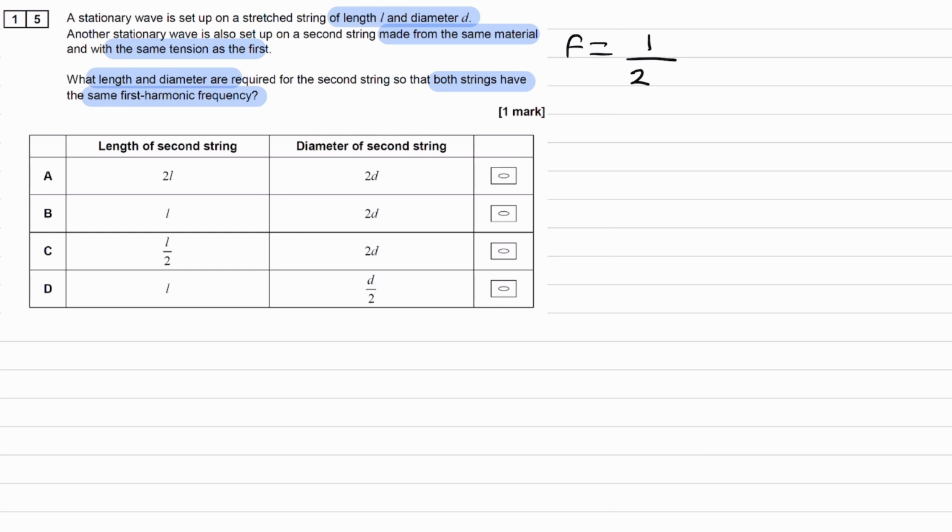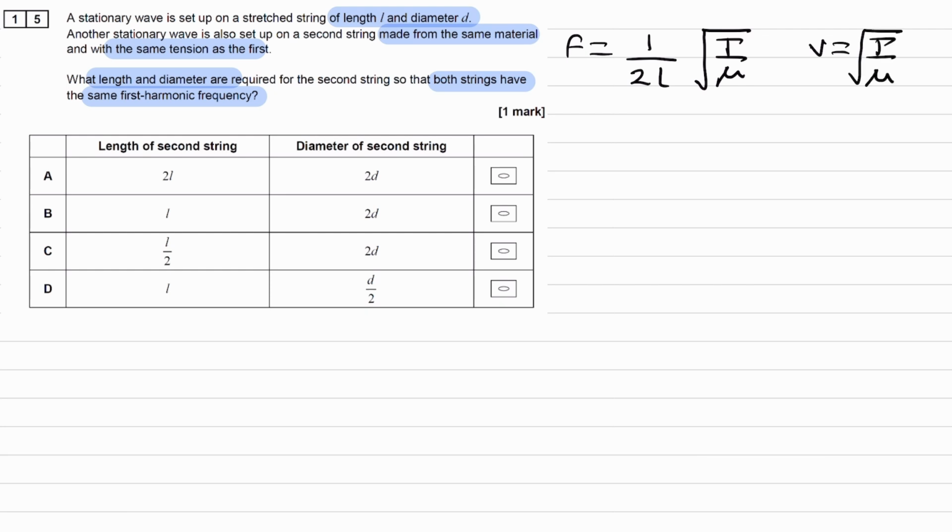Okay, so the equation that we want to be using here is frequency for the first harmonic is equal to 1 over 2 times the length of the string, multiplied by the square root of tension divided by the mass per unit length. You might be given that equation in your formula booklet. You might instead be given this one, v is equal to root T over mu.